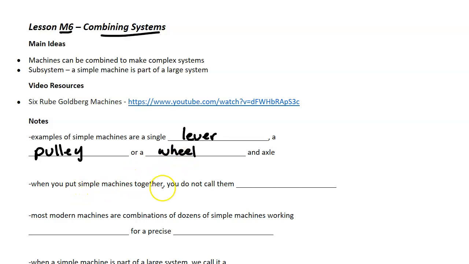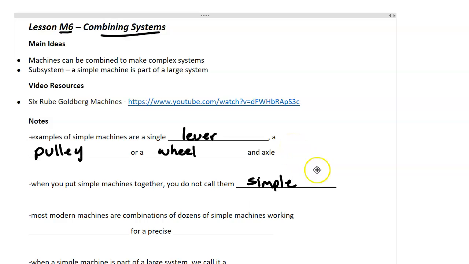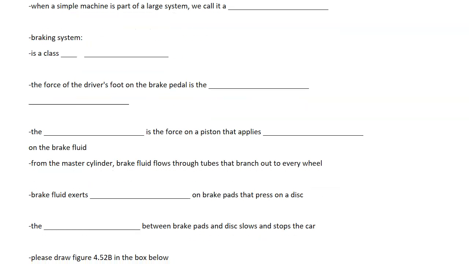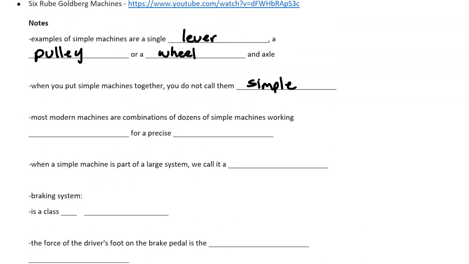Now, when you put simple machines together, you don't call them simple anymore. You call them combined. It's a machine. So most modern machines are just a huge number of simple machines working together for a precise function. When simple machines are part of a large system, we call it, again, a subsystem.